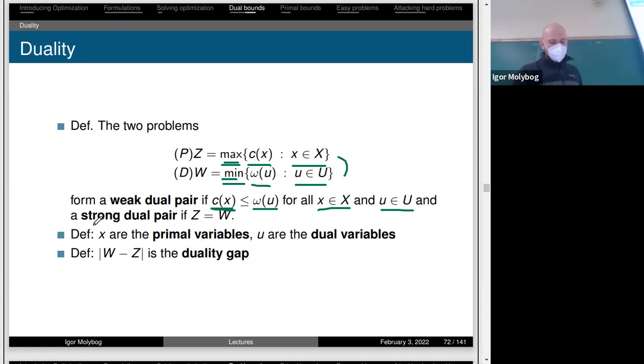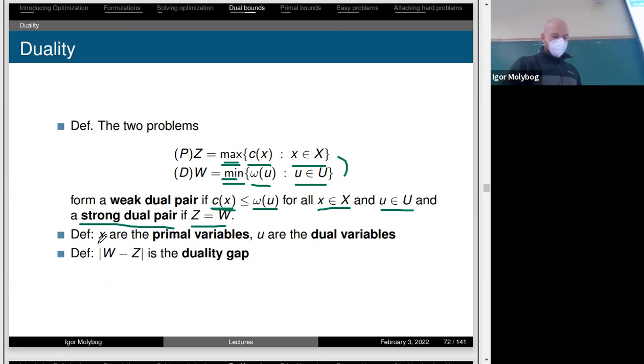And then we say that the duality is strong. They form a strong dual pair if the optimal solutions to both problems coincide in value. Any questions regarding the definition of duality? No.